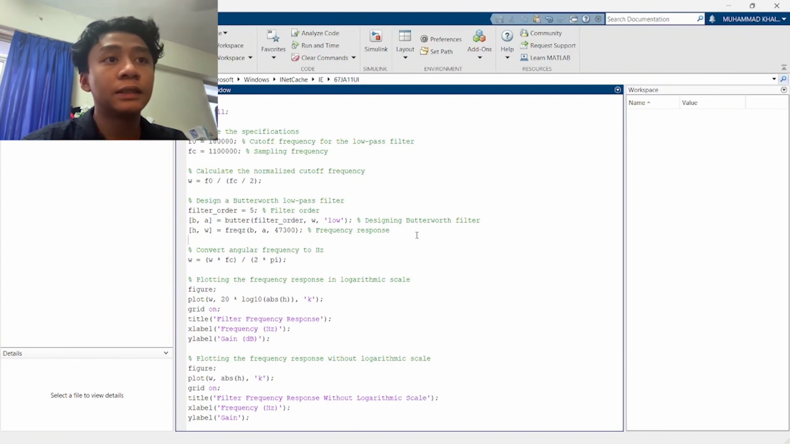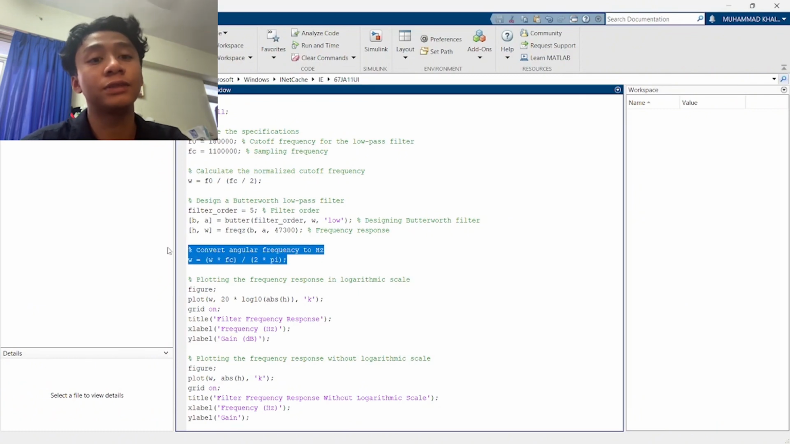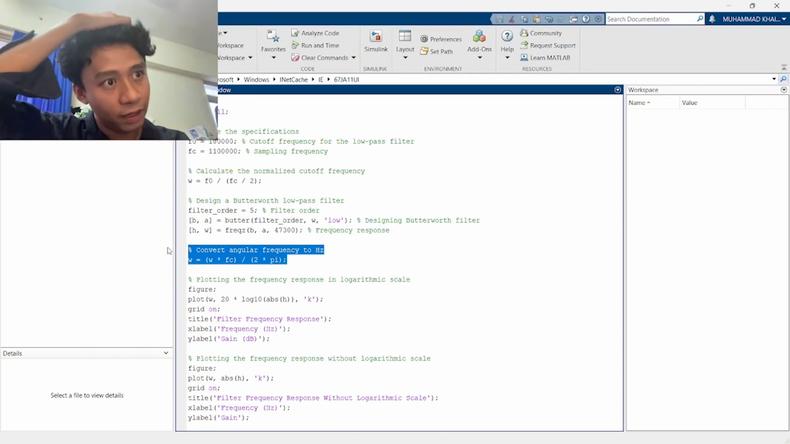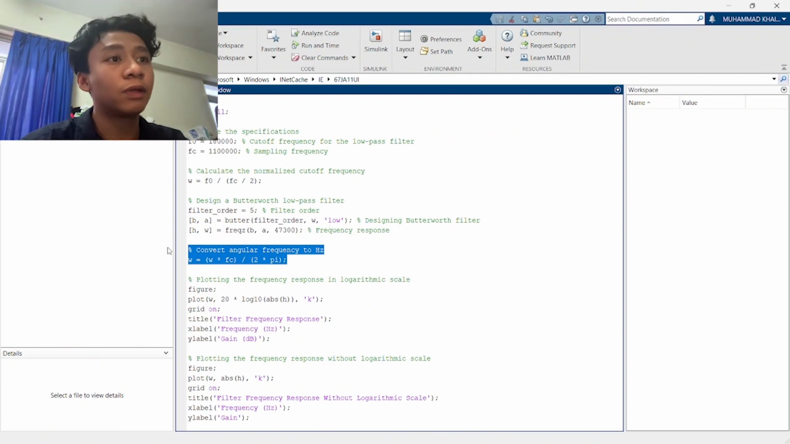using the FREQZ function. We convert the angular frequency to hertz, updating W to represent frequency in hertz instead of angular frequency. So this is the angular frequency in hertz, W, the same W divided by 2 pi, multiplied by FC.